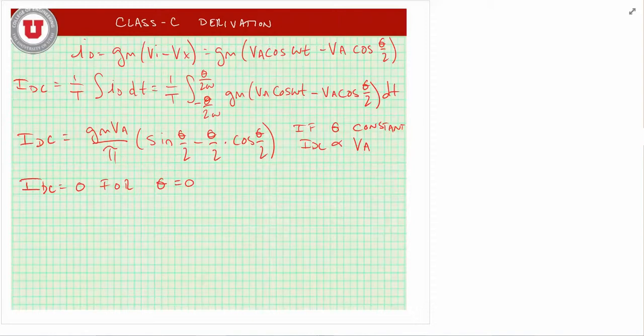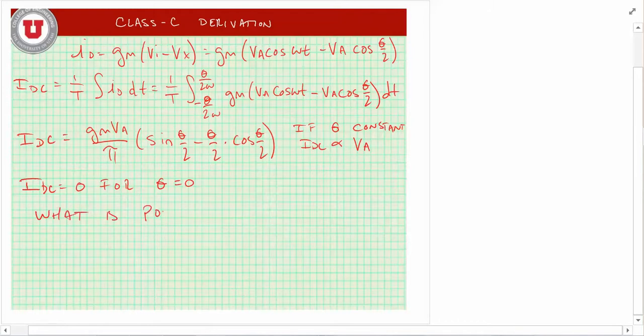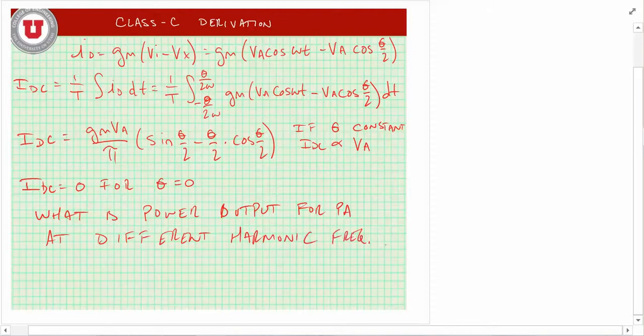So we can also look at what the power is at random harmonic content. So we can ask ourselves, what is the power output for the PA at different harmonic frequencies? And the way that we're going to figure this out is to use Fourier series analysis.